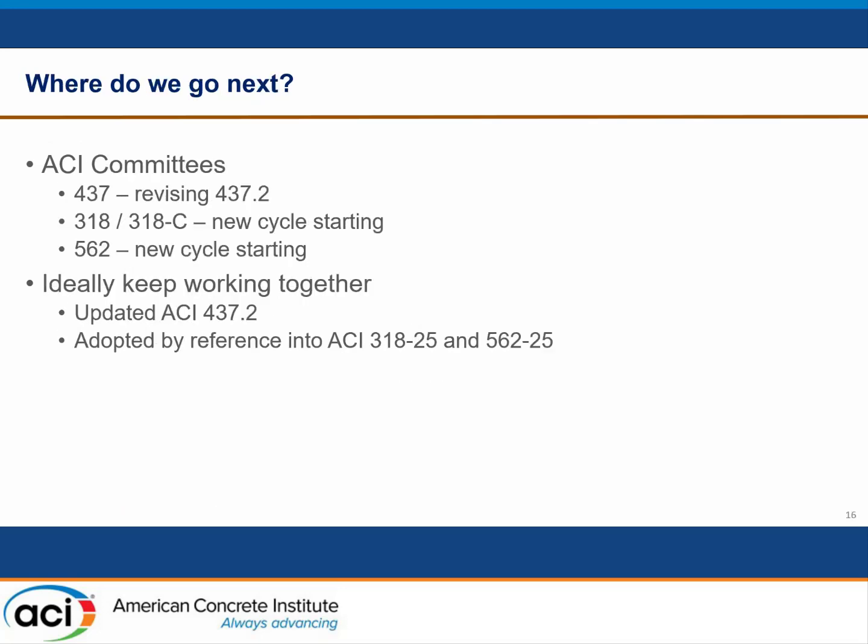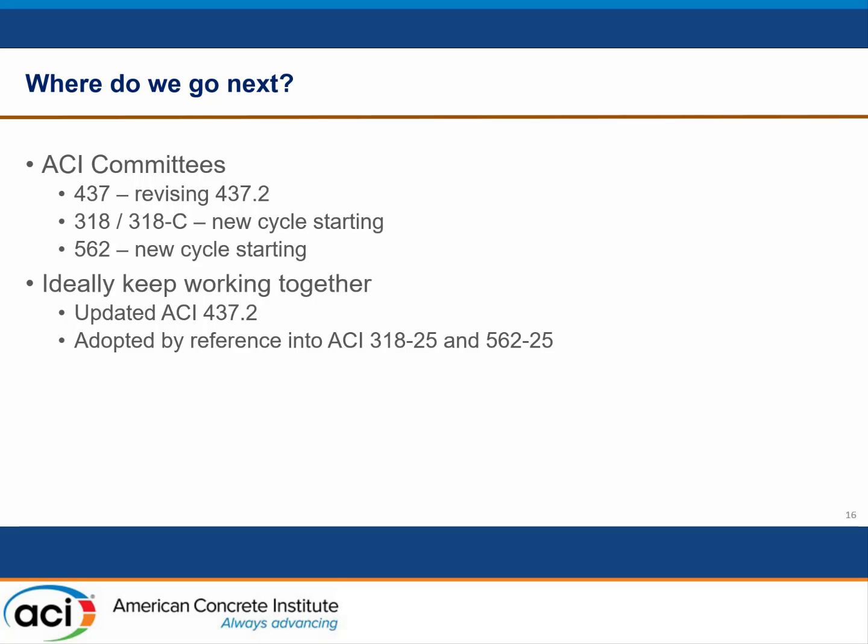So the big questions, a couple big questions coming up. Where can we go next? People are interested. ACI 437, they're working on a new version of 437.2. New code cycles are starting in ACI 318, 562. If anybody in the audience has ideas as to what can be done to further improve this, let me know, let Aaron know. We're always looking for new ideas on new ways to improve ACI documents, and we really need to keep working together, trying to figure out what's the best path forward.